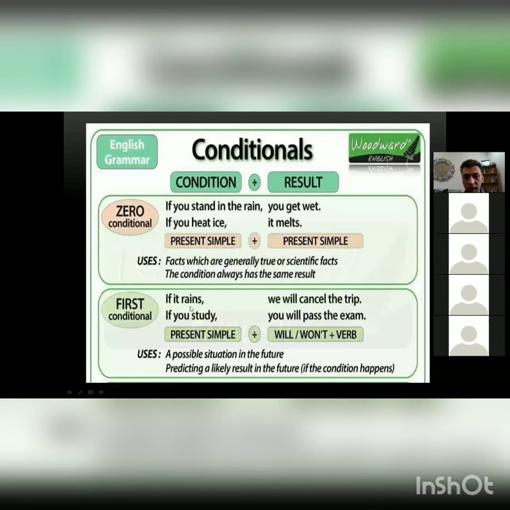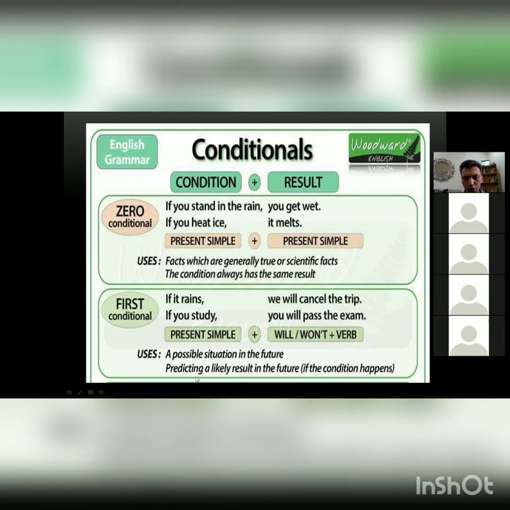If the condition doesn't happen, for example, if you don't study, you will not pass the exam. You will not get high marks. If it doesn't rain, we will not cancel the trip. So if the condition happens, then we can say predicting a likely result in the future.